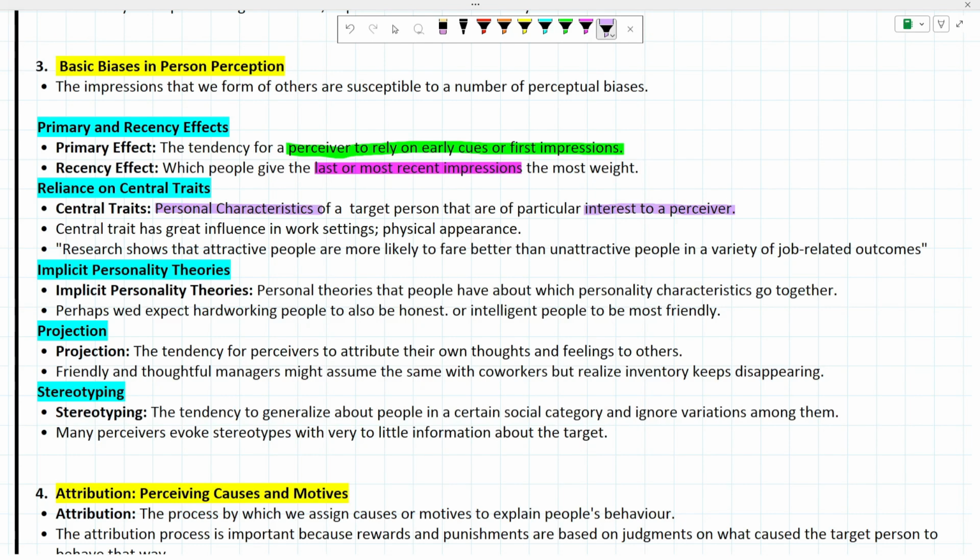So, implicit personality theories. Implicit personality theories are the personal theories that people have about which personality characteristics go together. I'll highlight that in red. Personal theories about which personality characteristics go together. So perhaps we'd expect hardworking people to also be honest, or intelligent people to be the most friendly. As well, we can have negative personality characteristics that go together.